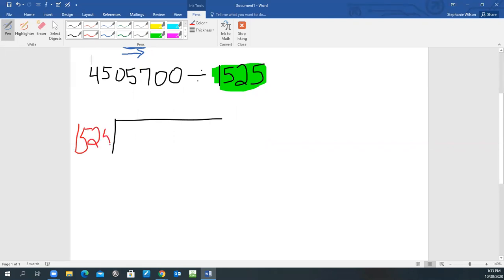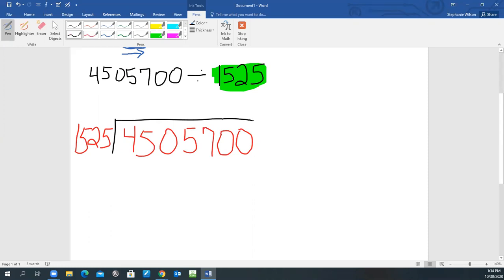I call this a doghouse for multiple reasons. A lot of times people are scared of division. So we're going to put the top number in the doghouse, and we're going to see what it takes to multiply 1,525 by to get this number here in the doghouse.